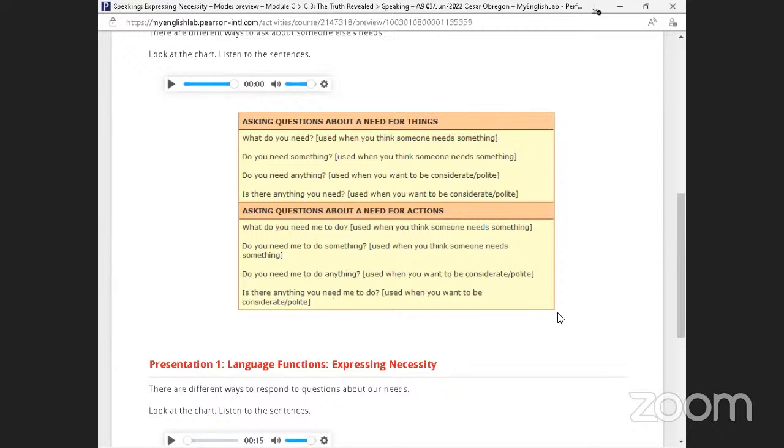Okay, not the same drill. But now you're asking a question and you have some auxiliaries. You have a WH question and your auxiliary, or you just go directly to your auxiliaries.